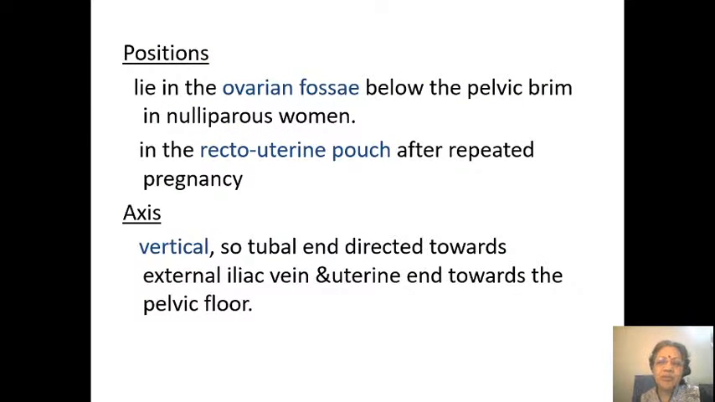So the ovaries lie in the ovarian fossa below the pelvic rim. Nulliparous means women who have not yet given birth to children. Gravida means pregnancy. Para means having given birth.